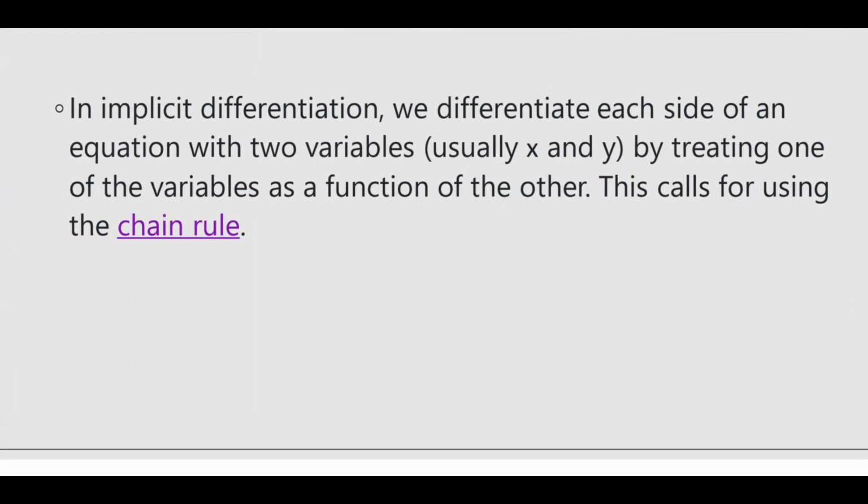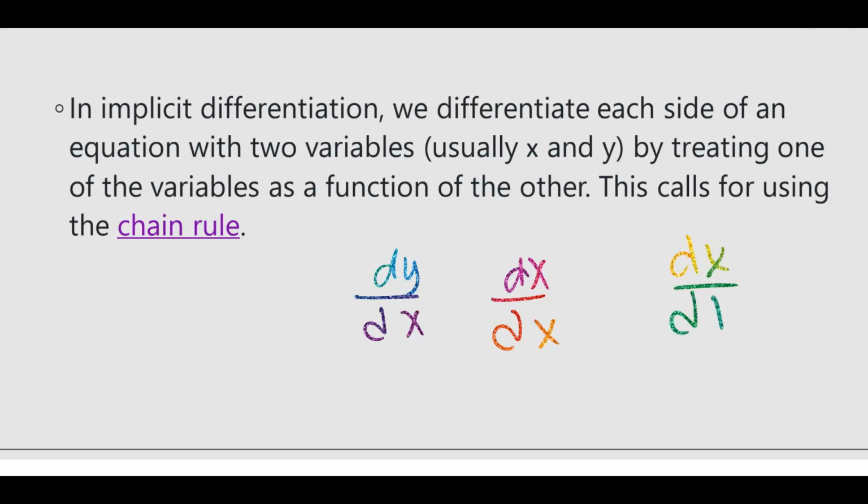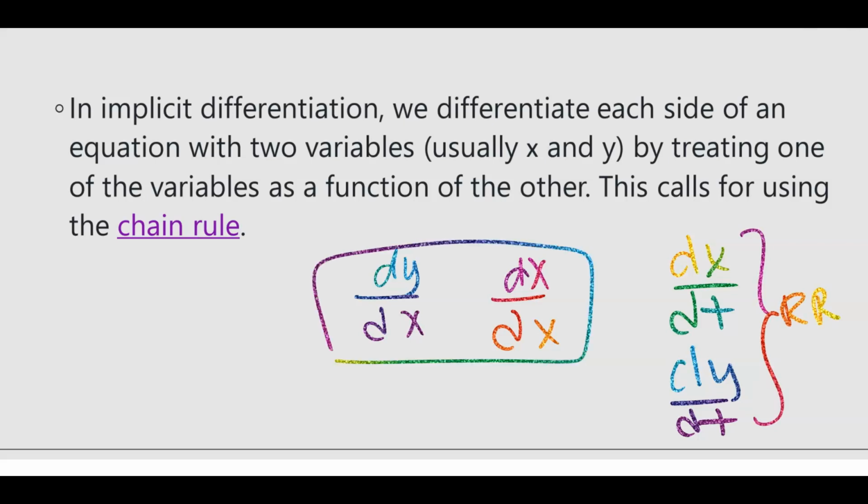So implicit differentiation is essentially taking the derivative of both sides. So this is the case where we have to take into account dy/dx, and then in related rates, it's dx/dt, dy/dt, etc. So this is the related rates aspect to implicit, where this is implicit on the most basic level.